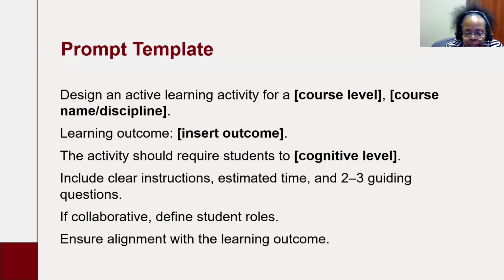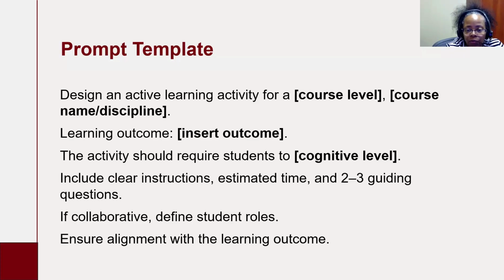Then we explicitly provide a cognitive level, such as apply, analyze, evaluate, or create. If we don't specify that cognitive level, AI often defaults to a surface level task, like providing you something that's going to ask students to summarize or identify something. We must name that level of thinking that we want.